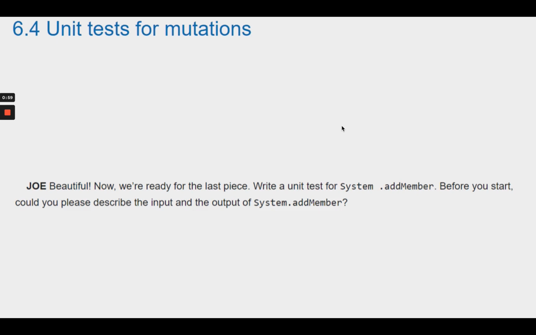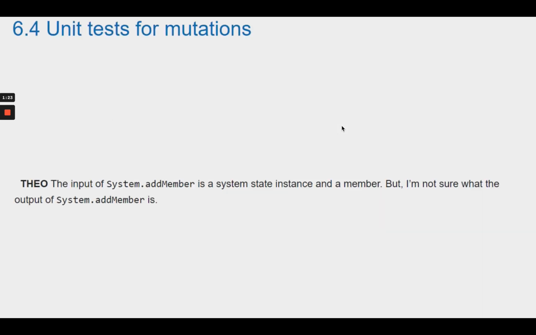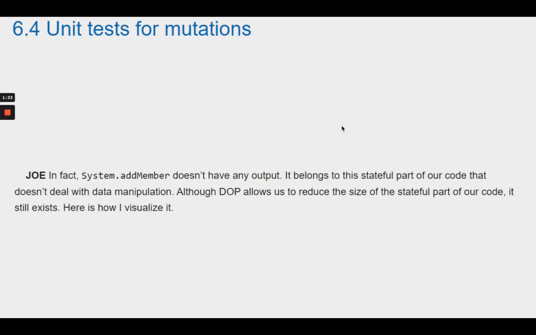Joe: Beautiful. Now we're ready for the last piece. Write a unit test for system.addMember. Before you start, could you please describe the input and the output of system.addMember? Theo takes another look at the code for system.addMember and hesitates. He's a bit confused. The function doesn't seem to return anything. Theo: The input of system.addMember is a system state instance and a member, but I'm not sure what the output of system.addMember is. Joe: In fact, system.addMember doesn't have any output.